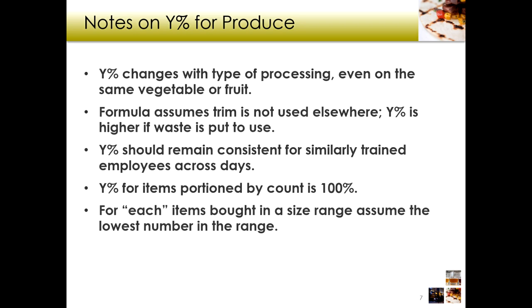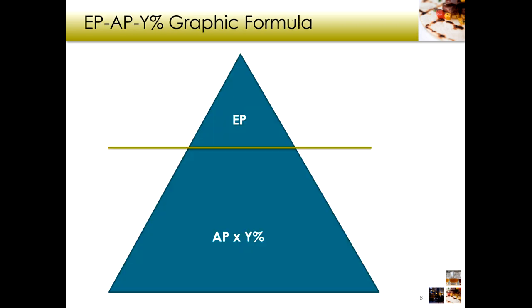So all of this rolls into a nice little triangle that we can use. We have EP on the top, AP on the bottom, just like we did in our last 2 examples, and our yield percentage on the bottom. If you remember your math from high school, this is sort of a simplification of cross multiplication. So if you remember your EP over AP and your yield percentage multiplication on the bottom, you can now use this triangle to determine any one of these missing items.